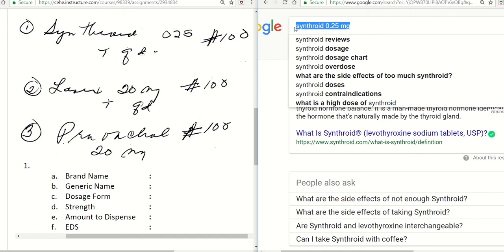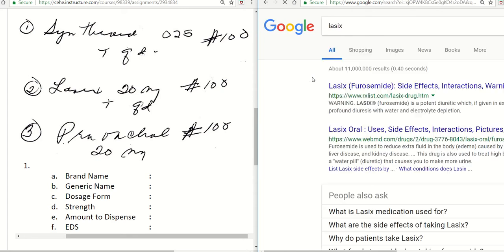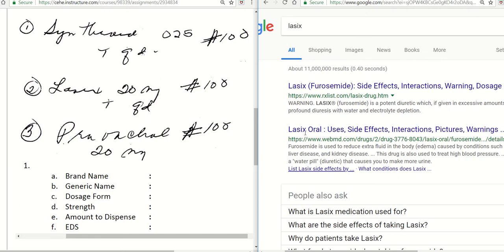What's the first letter? Looks like an A. What do you think the next letter is? Oh, right there. L-A. Looks like this guy, right? So just start typing and see what comes up. All right. So it looks like Lasix. Very good. So the generic is furosemide. So this is a water pill, diuretic. Very common if you have high blood pressure.